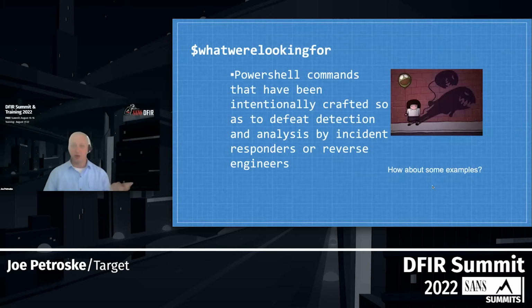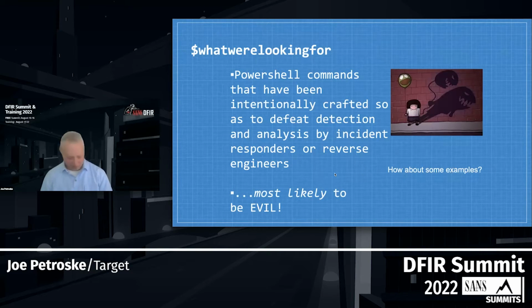The reason for doing that is to defeat analysis by cyber defense people, such as incident responders, malware reverse engineers, and security researchers. And the reason you're doing that is because you're trying to do something evil with it. So if you're seeing obfuscated PowerShell commands, that should get your radar going, and you should really focus in on that as something that needs further attention.